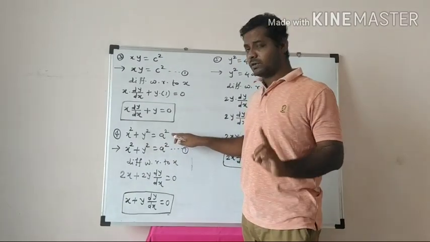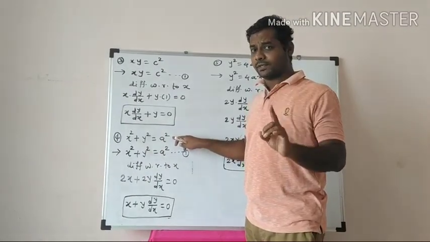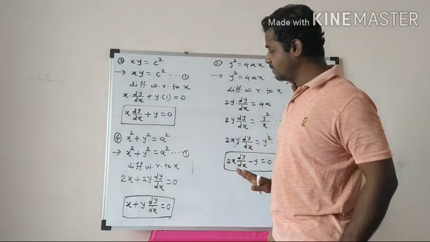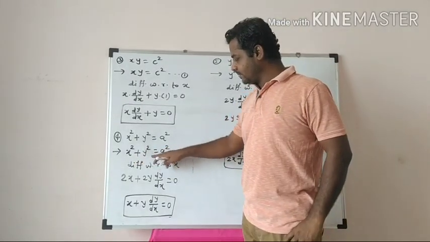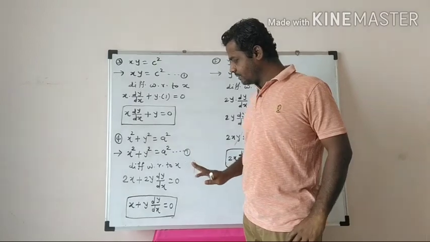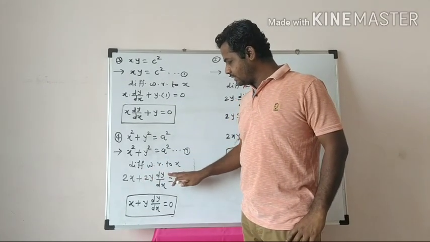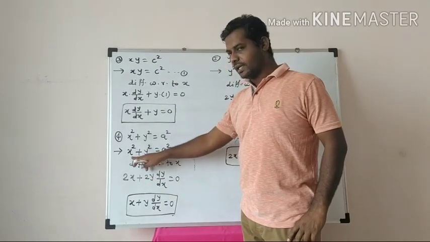Now the next one, x square plus y square is equal to a square. Once again only one constant is there, so we are going to differentiate only once. So x square plus y square is equal to a square, the given equation. Let us take the derivative, differentiating with respect to x.